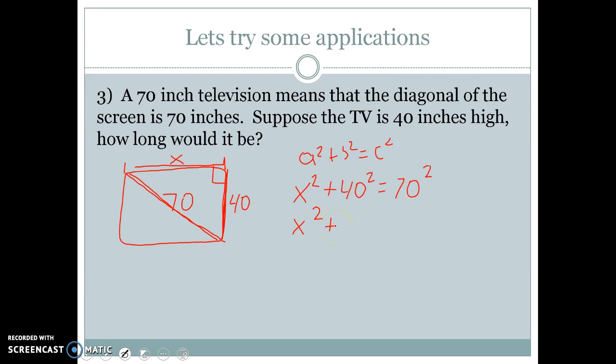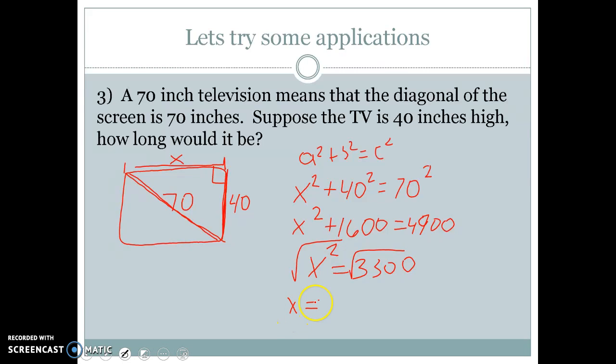We have x squared plus 40 squared, which is 1,600, and 70 squared is 4,900. And so then I want to get the x squared by itself. I'm going to subtract 1,600 from both sides. So 4,900 minus 1,600 is 3,300. But then I want to take the square root of both sides. So if I take the square root of x squared, I get x.